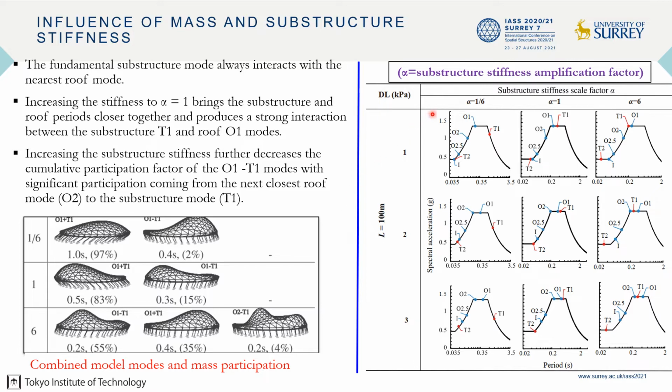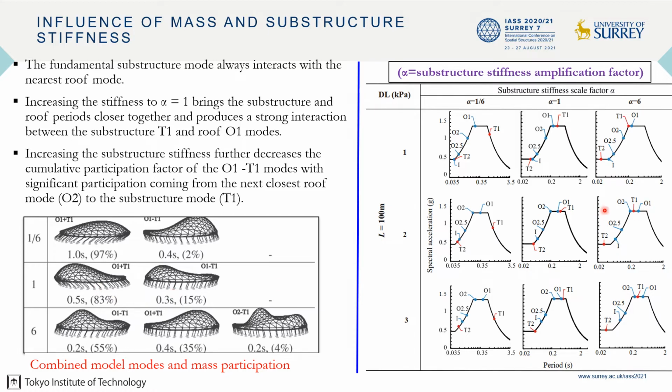We then varied the substructure stiffness and the roof mass and plotted the obtained roof and substructure periods on the design acceleration spectrum. When the substructure is very flexible, it's far from the roof modes, and so in the combined model, the substructure sway mode dominates, with a mild participation coming from the O1T1 interaction. When the substructure is stiffer, it is in close proximity to the roof's dominant O1 mode, and therefore in the combined model, these modes tend to dominate.